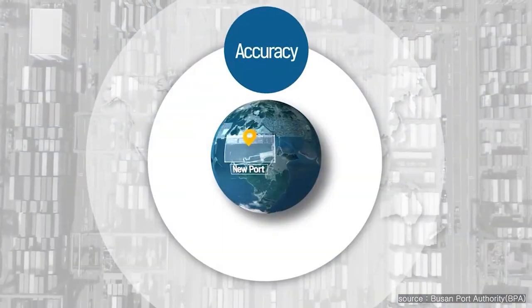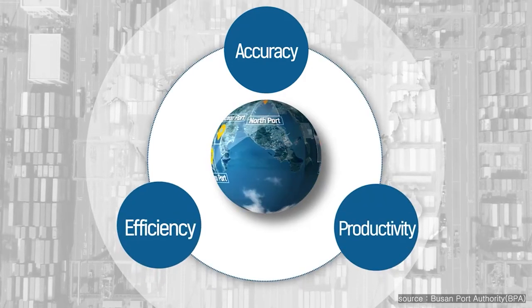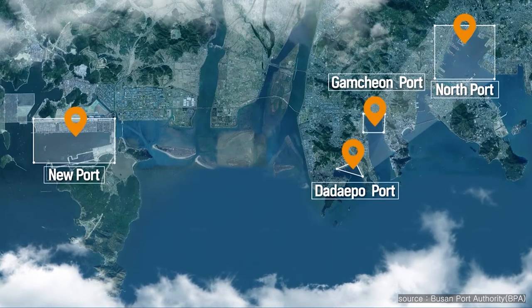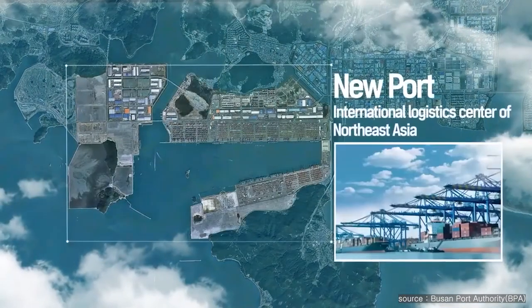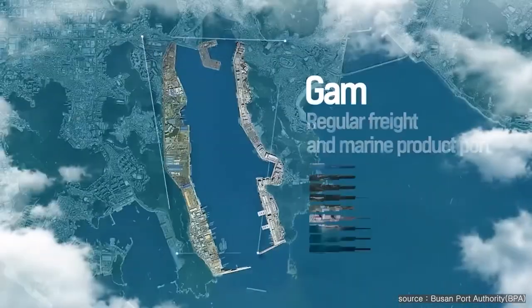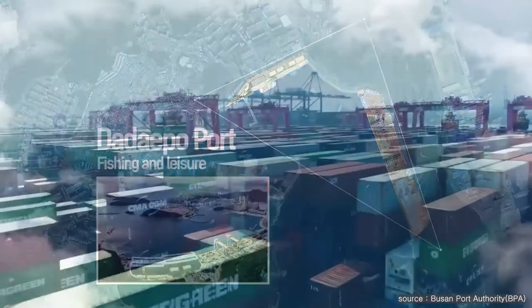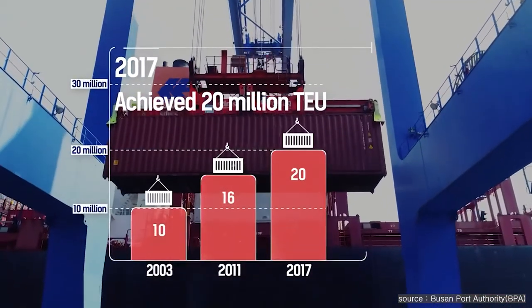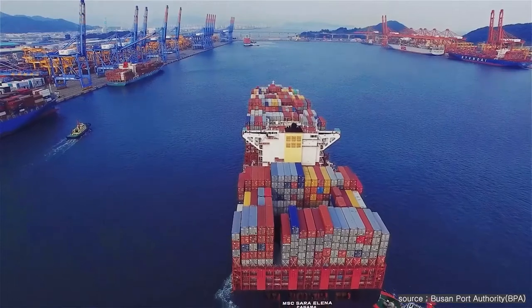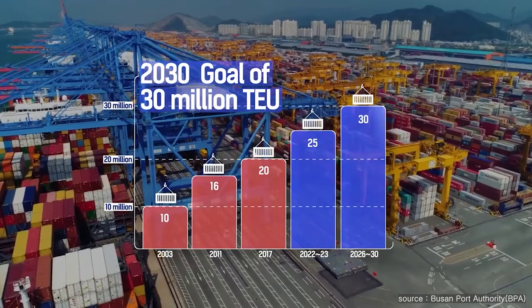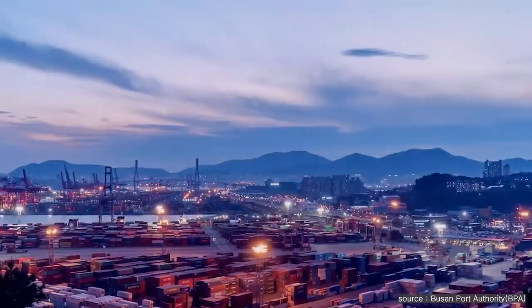Through the accuracy, efficiency, and optimal productivity of marine transportation services at specialized port facilities in Busan Newport, North Port, Gamcheon Port, and Dadaepo Port, Busan Port handled a total of 20 million TEU of container shipments in 2017. Busan Port is now aiming to become a global logistics hub port with a new goal of 30 million TEU in 2030.